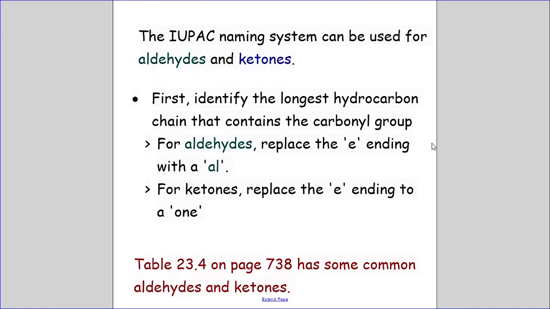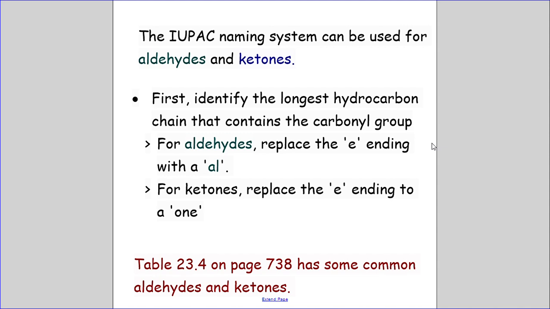So IUPAC names, and this is kind of how the rest of them are going to run. We'll start off and give you a little bit about them and just go through some of the naming for them and some examples. So the IUPAC naming system can be used for aldehydes and ketones, the same as the other ones. First we have to identify the longest hydrocarbon chain that contains that carbonyl group, so specifically from the carbon of the double bonded oxygen.